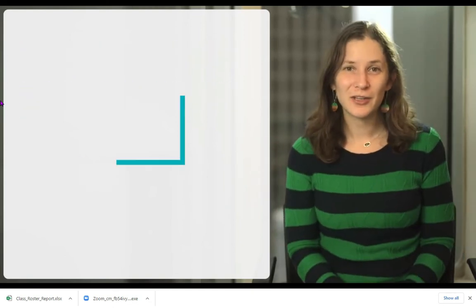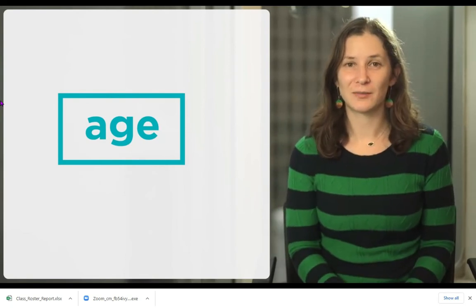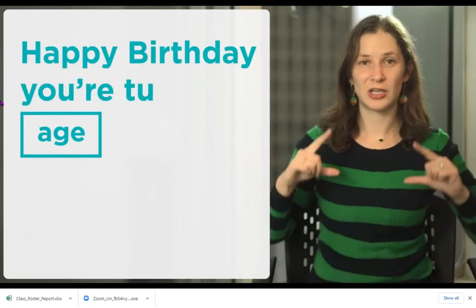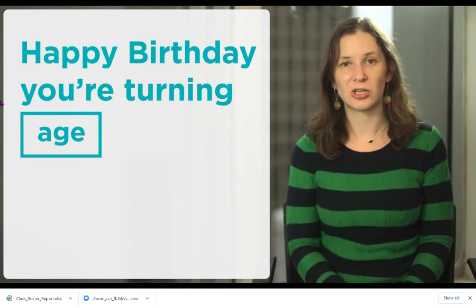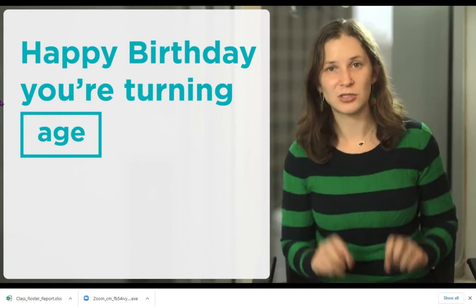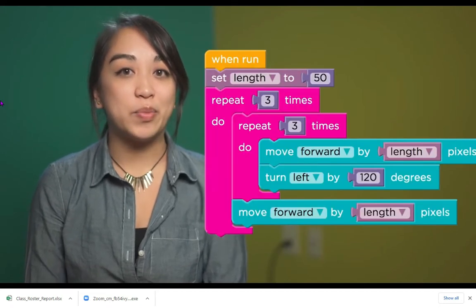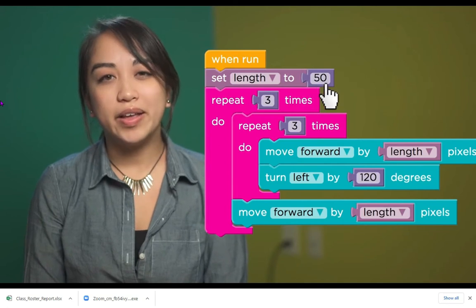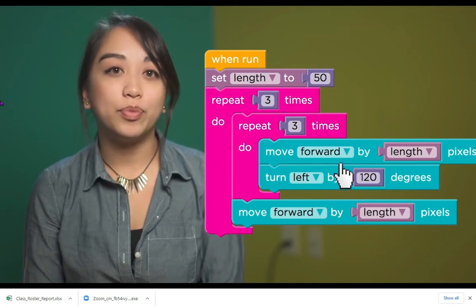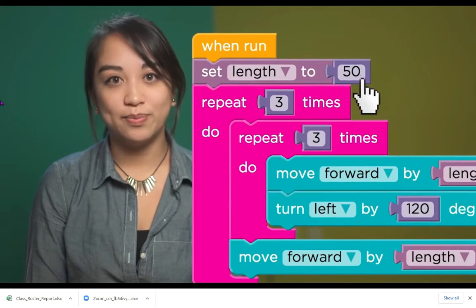I could create a variable called age to store my brother's age and write my algorithm to say, "Happy birthday, you're turning age" instead. Because variables can change, each year I can update the variable age to equal age plus 1. In this puzzle, we're going to be using a variable that will set the length of the line our artist draws. Later on in our code, the move forward block will look at that length variable to see what value you've set it to.